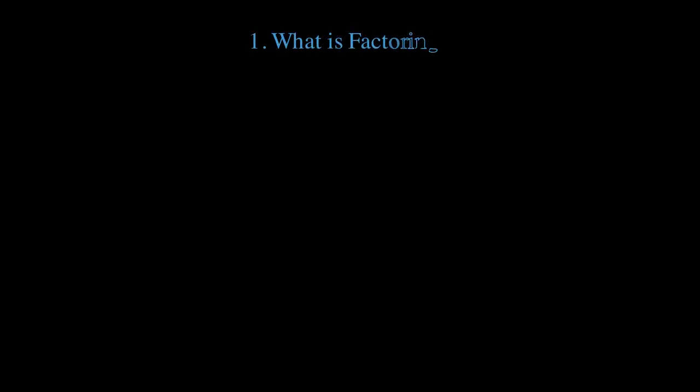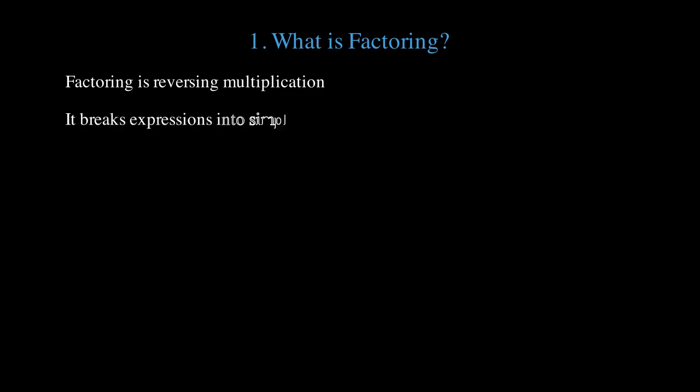Let's start by understanding what factoring means in algebra. Factoring is essentially the reverse process of multiplying expressions together. We break down complex expressions into simpler factors that multiply together, just like factoring 12 into 2 times 2 times 3 in arithmetic. In algebra, we factor x squared minus 9 into x plus 3 times x minus 3.